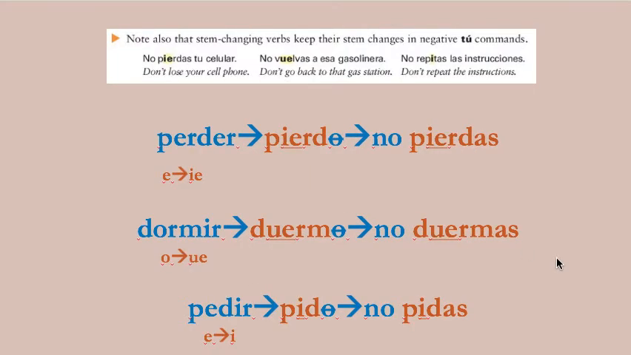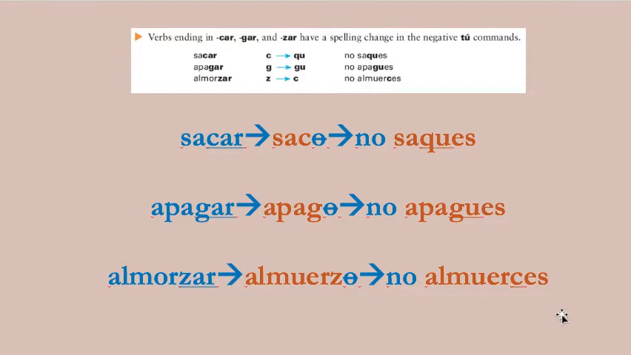Note that also stem changing verbs keep their stem changes in the negative tú commands. Por ejemplo, perder, the yo form pierdo, no pierdas. Or dormir, duermo, no duermas. O pedir, pido, no pidas.